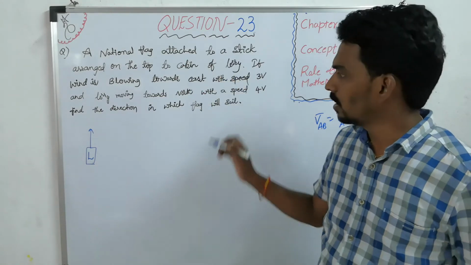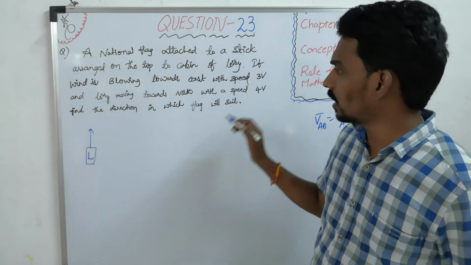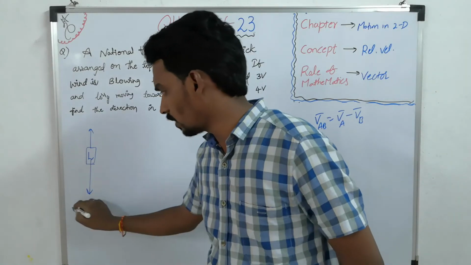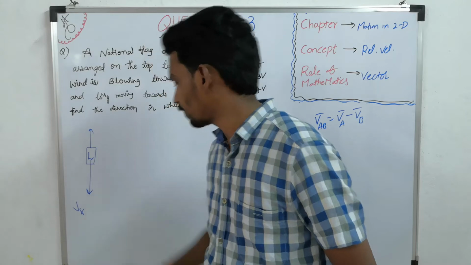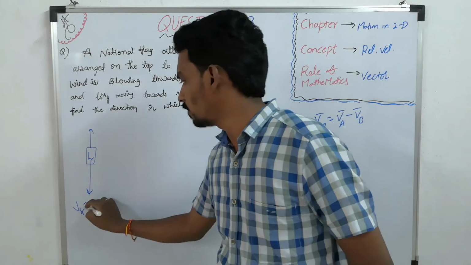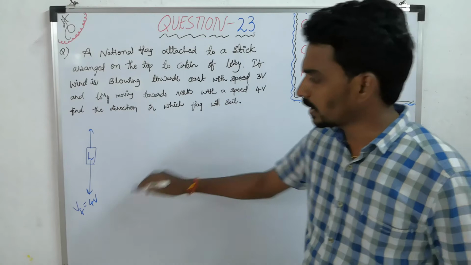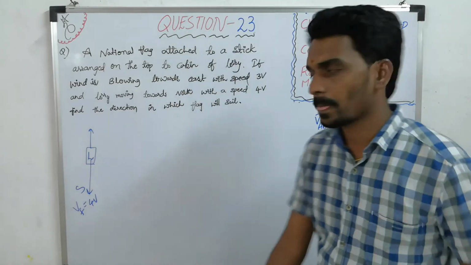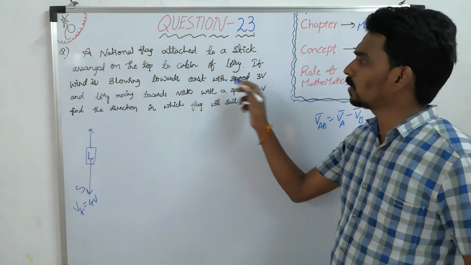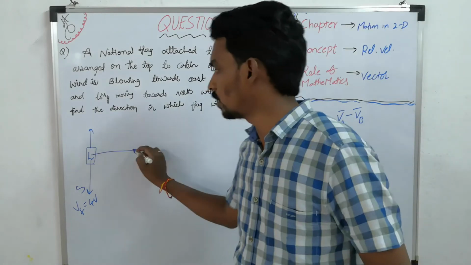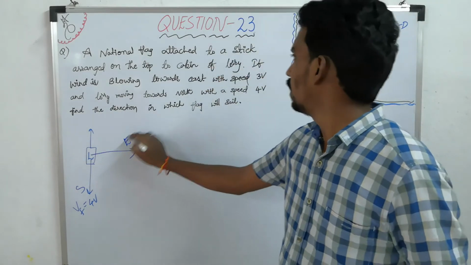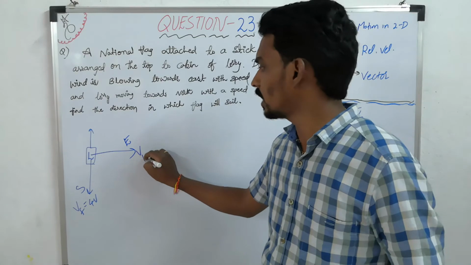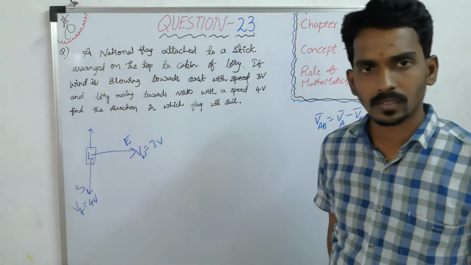You knew it. So the velocity of the flag, how much? Same, 4v, but it is in the south direction. Now wind is blowing towards east, with a speed 3v. So the velocity of wind is 3v.